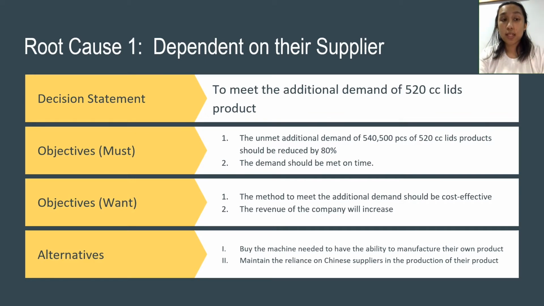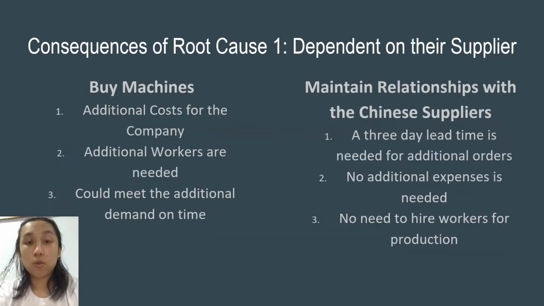And next, the revenue of the company will increase, which is a plus in total. And the alternatives that we have for this root cause are that we buy the machines needed to have the ability to manufacture their own product, or maintain their reliance on Chinese suppliers in the production of their product. With this, we have the consequences for the two alternatives.